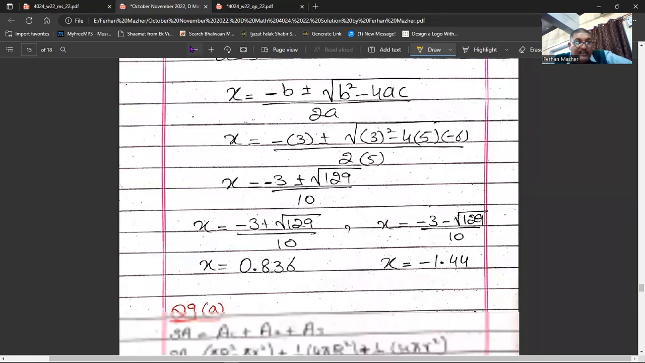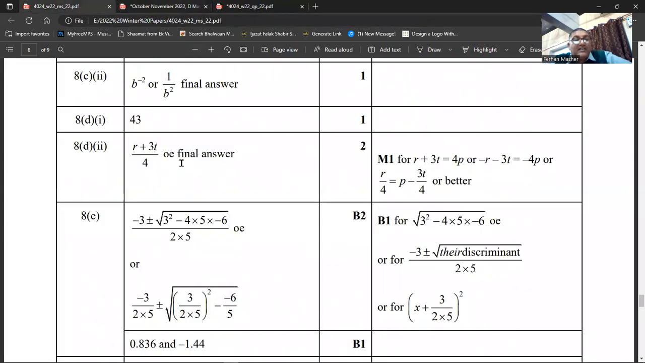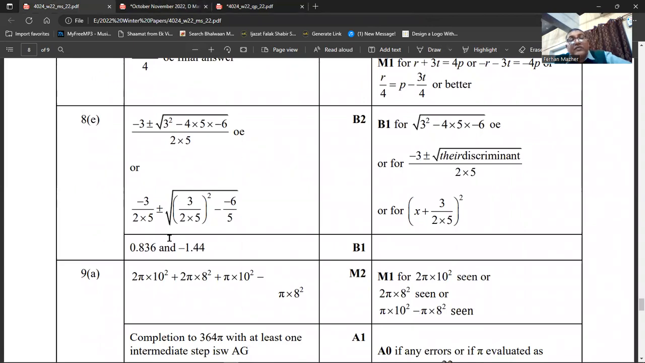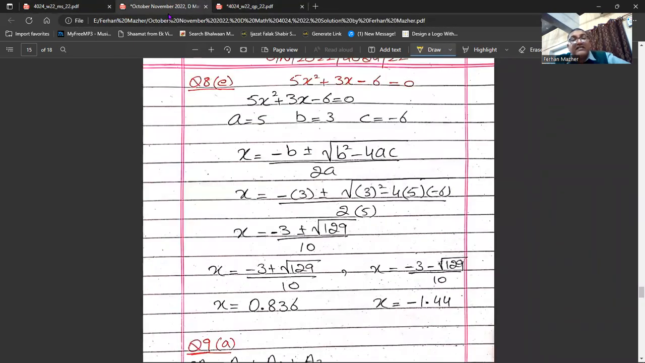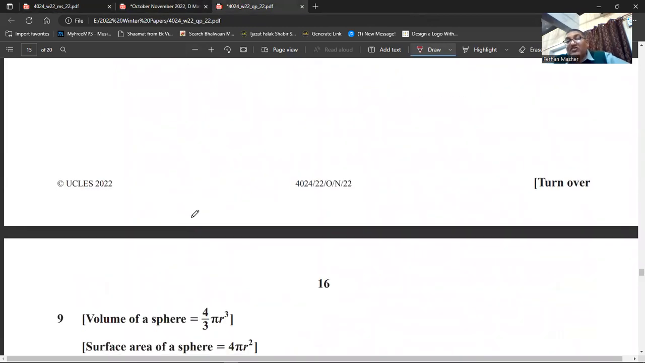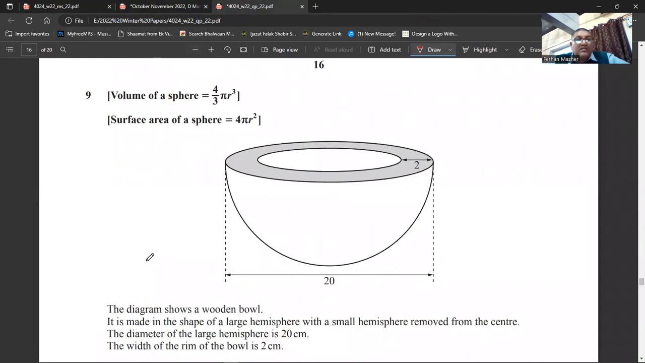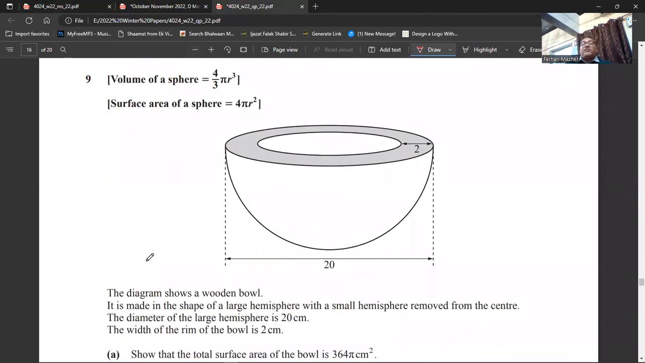So let me reduce the size so you can see the whole thing together. Question number 8, E part, 0.836 and minus 1.44. And that is our solution. Yes, so we are done with question number 8. Okay, so the next question coming up on your screen is question number 9.